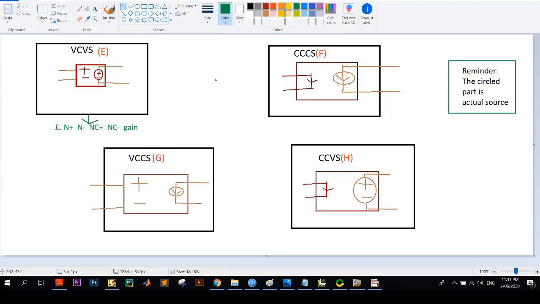And what does that mean? Okay, so the first part, E, is the element name. So here E means voltage controlled voltage source. N plus means the source's plus node. So here you can see that this one is the n plus node number. N minus is this n minus node, and nc plus means the controlling node. So this source is controlled from these nodes. So the nc plus is this node and nc minus is this node.